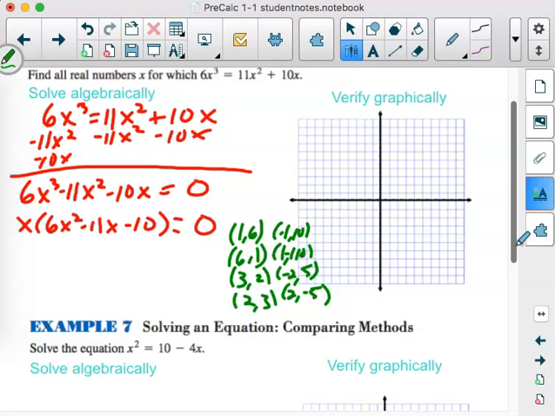So I start looking at the bottom here, and I've got outside times outside is negative 10, inside times inside is 6, so that's not it. Negative 5 times negative 3 would be negative 15. 2 times 2 is 4, and there it is.